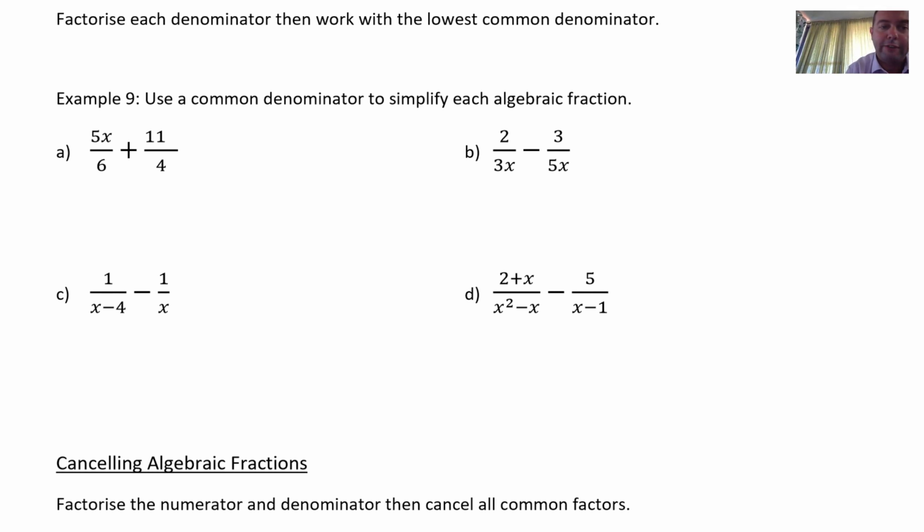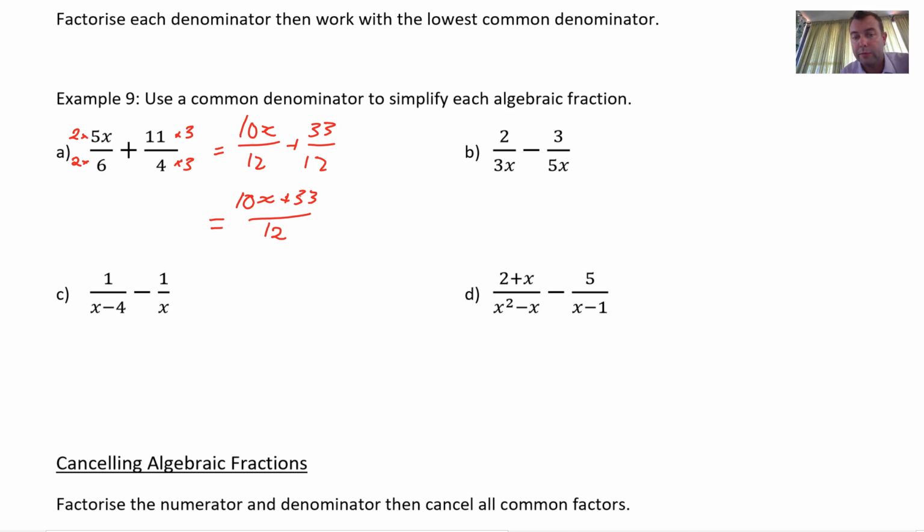So let's have a look at this one here, 5a. Now I've got a denominator of 6, a denominator of 4, not common. The lowest common denominator there is going to be 12. So I'm going to multiply the top and bottom here by 2. It's going to make those 12s, right? Still going to have the same value. Top and bottom here by 3. So that's going to give me 10x over 12 plus 33 over 12, which gives me 10x plus 33 over 12, right? There's no more simplification to be done there. There's those two fractions added together, like that.